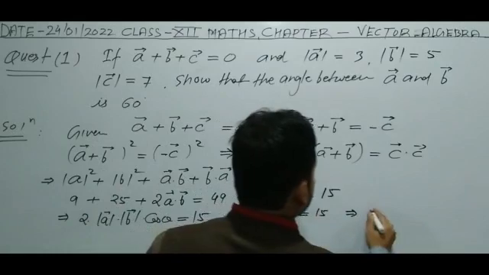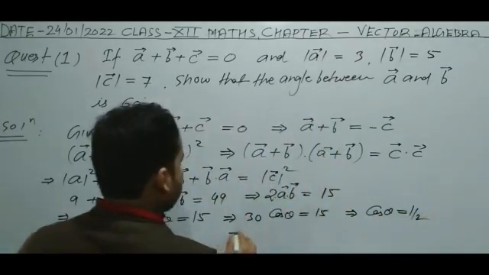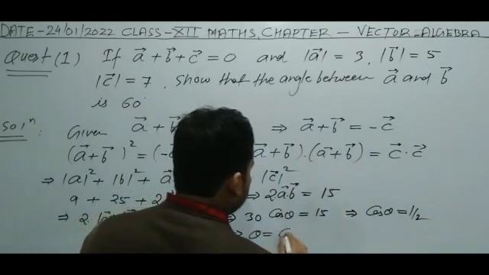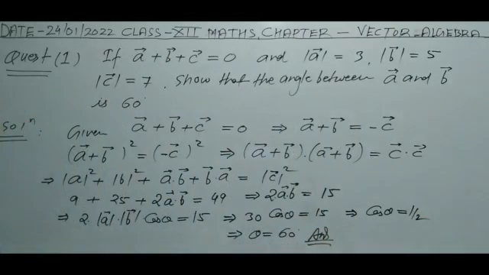Now cos theta we can write, the result is 1 by 2. This implies theta will be equal to 60 degrees. Now this is the answer.